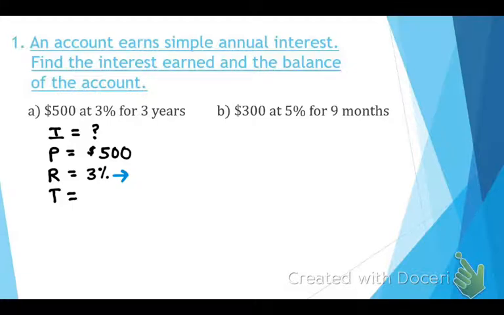0.3. Remember, this is where it's at. It goes over 1, 2. What would it be? 0.03. And do we know the time? 3 years. Once again, always make sure it is in years.